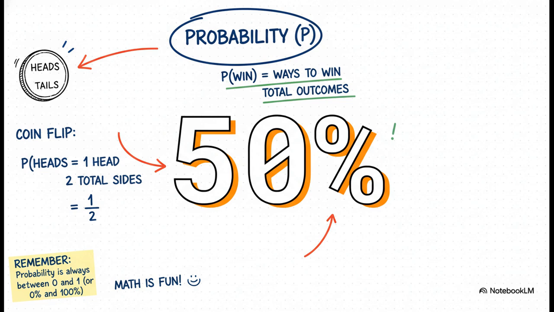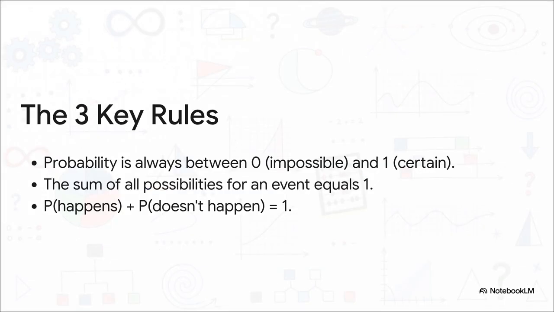So with a coin toss, there's 1 heads you want out of 2 total sides, which gives you a 1 in 2 or 50% chance. And really, all of probability is built on 3 super simple rules. First, a probability is always going to be a number between 0, meaning it's impossible, and 1, meaning it's absolutely certain to happen. Second, if you add up the chances of every single thing that could happen, the total is always 1, which of course leads to the third rule. The probability of something happening plus the probability of it not happening has to equal 1.